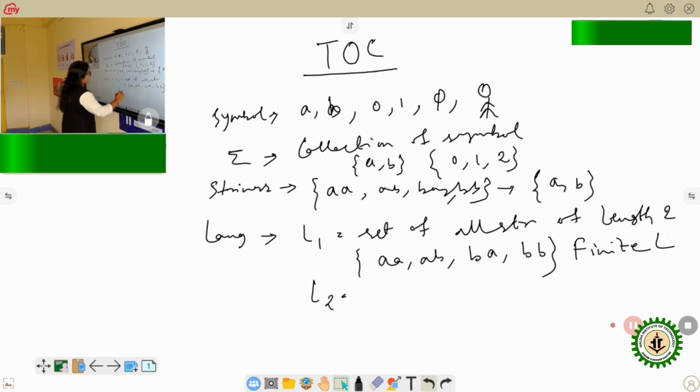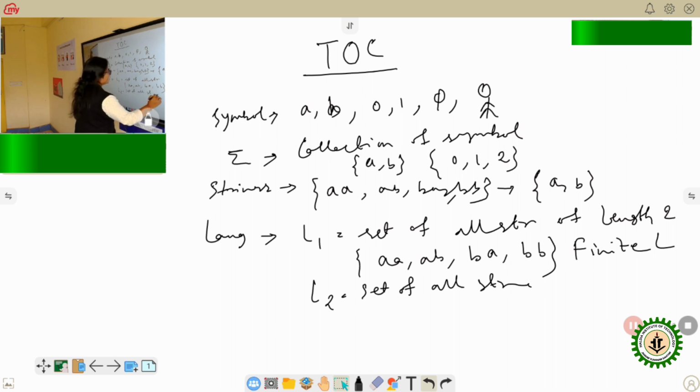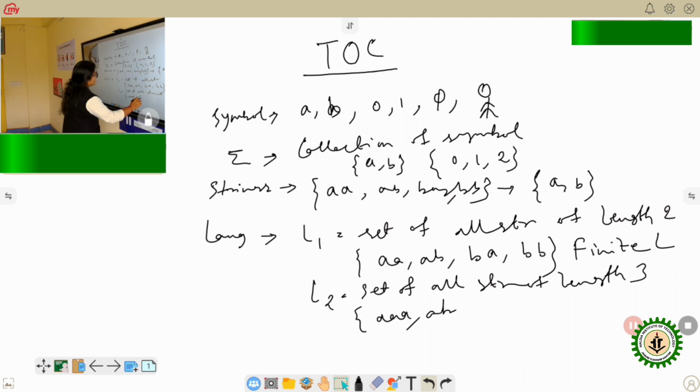Another one, if I consider a set of all strings of length 3. So here the set of language will be AAA, AAB, ABA, ABB, and so on. So I think here we will get the set of all strings of length 3. So 2 raised to the power 3, that means a total of 8 strings of length 3 we will get from here. So that is also finite. So we can also call it a finite language.